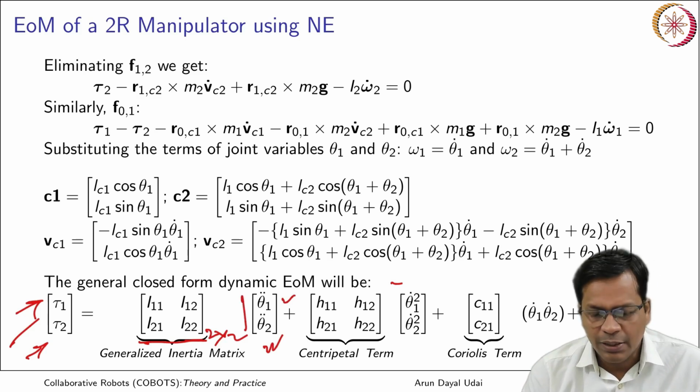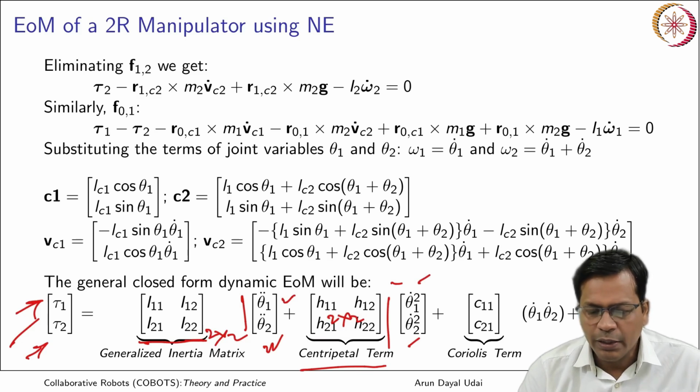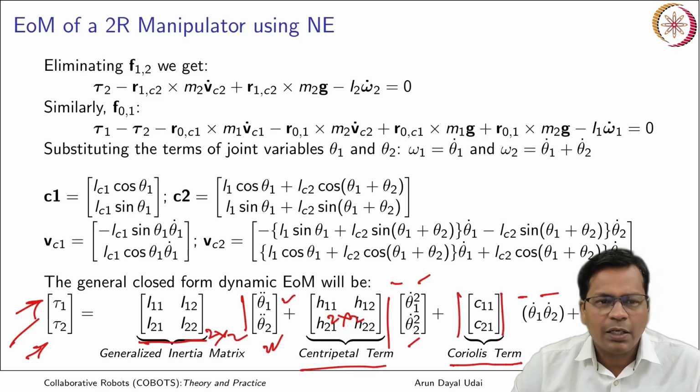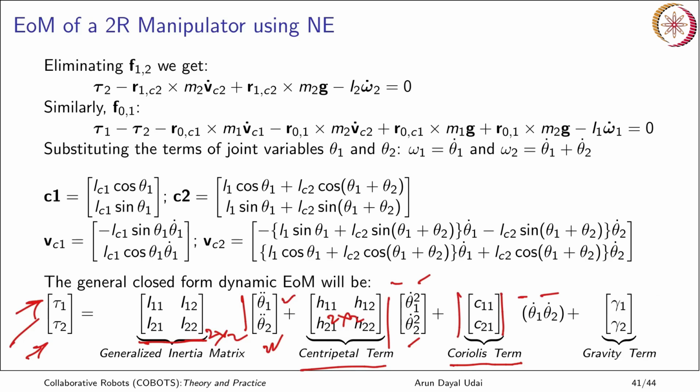Similarly, the centripetal term is again a 2 cross 2 matrix, and it contains all the angular velocity square terms, that is theta 1 dot square and theta 2 dot square. So, that is arranged here, this again is 2 cross 2, and the Coriolis term, that is the product of angular velocity terms, they are arranged like this. Okay. And the last term is the gravitational term. Okay. That is the gravitational torque due to gravity, those terms are arranged here.